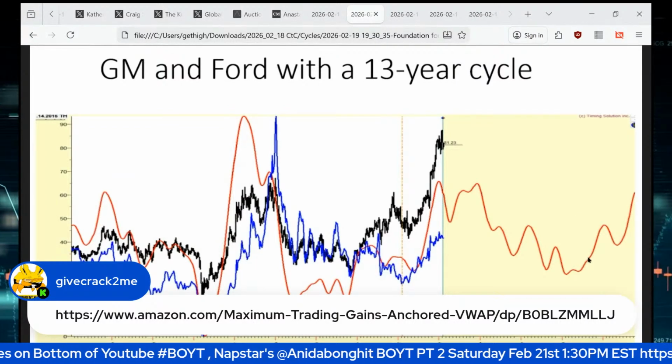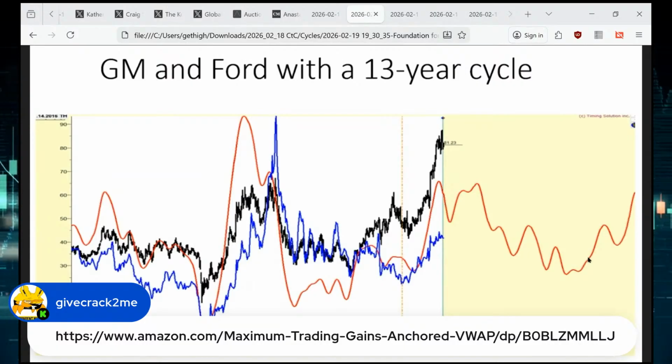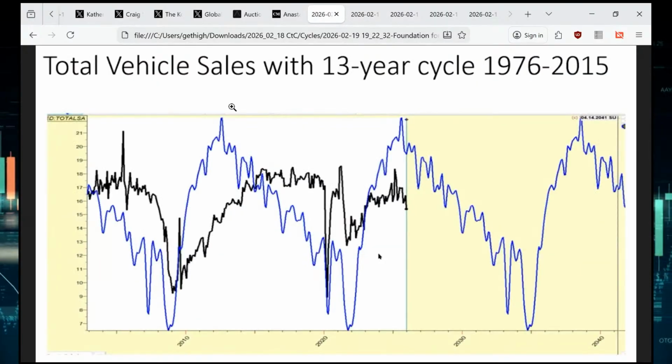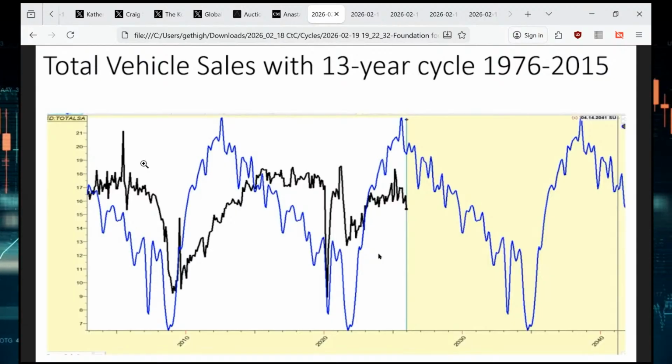Let me take down the banner. Okay, we don't need that. Goodbye. So let's start off with this: total vehicle sales with a 13-year cycle, 1976 to 2015. He's used this 13-year cycle before over all this time, and this is the recent cycles from the 2000s up to a projection to 2040. So, look at the vehicle sales. What does it tell you?